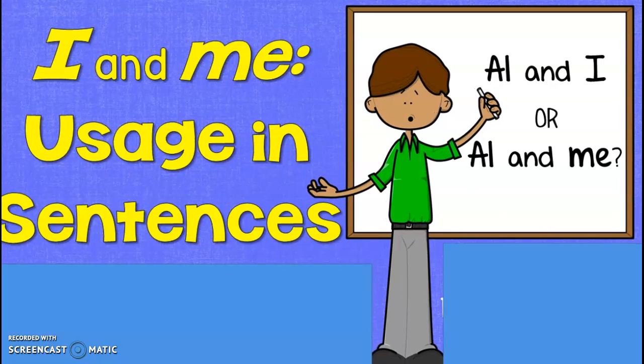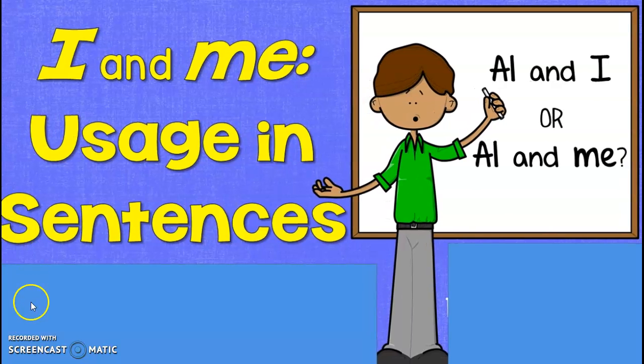Hey guys, we're going to spend a little time today talking about I and me, using those pronouns correctly. I mentioned to you guys last week when we started subject and object pronouns that generally speaking, we use the correct pronouns in sentences when we're talking about subject and object. You may not know why you use those pronouns in sentences. That's what we've been working on.